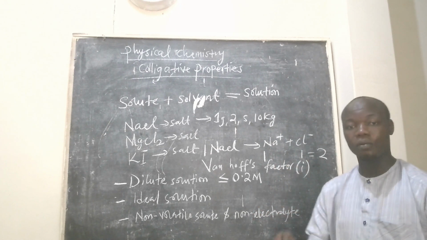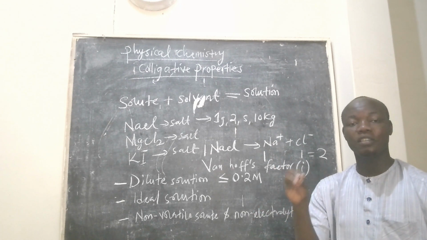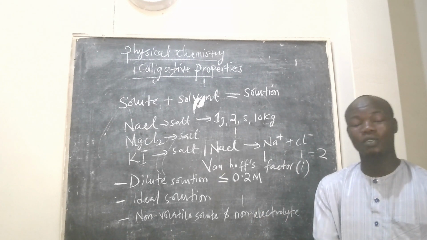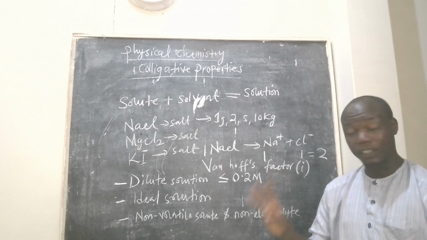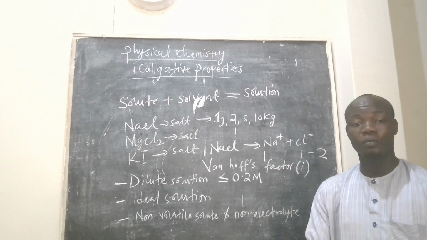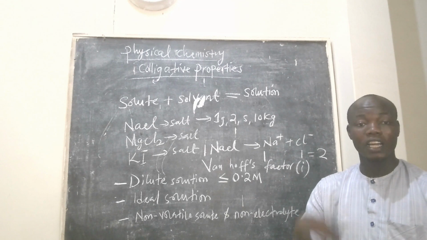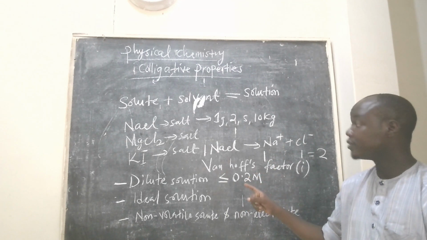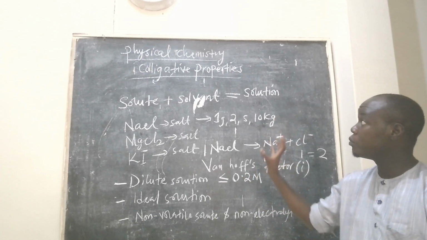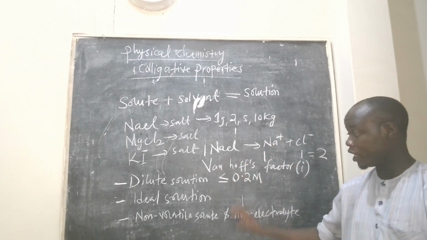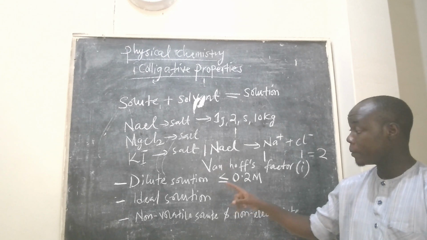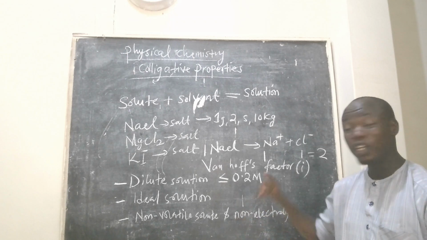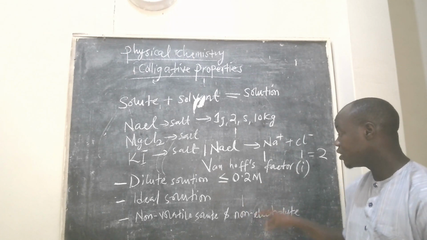Number 1, what are colligative properties? They are properties of a solution that depend on the amount of the solute particles that you dissolve in a solvent. That is first. And second, colligative properties don't depend on the identity as well as the chemical composition of the solute particles. And thirdly, for colligative properties to operate, your solution must be dilute, and your solution must also be ideal, and then your solute particles must be non-volatile and non-electrolyte.